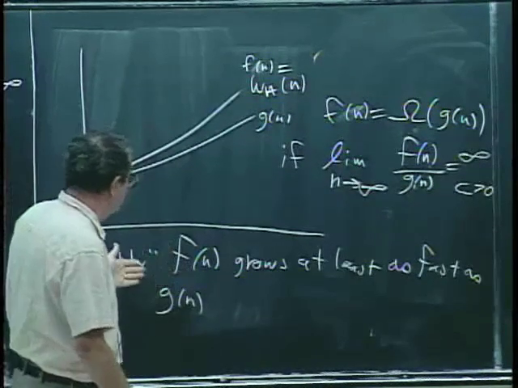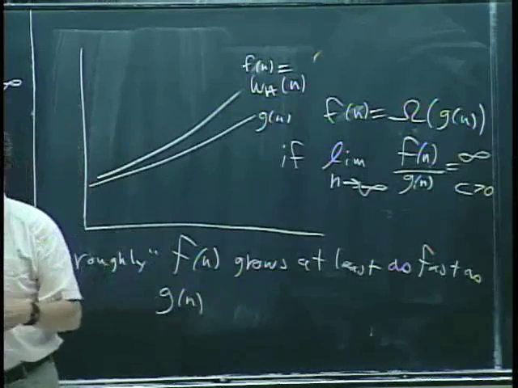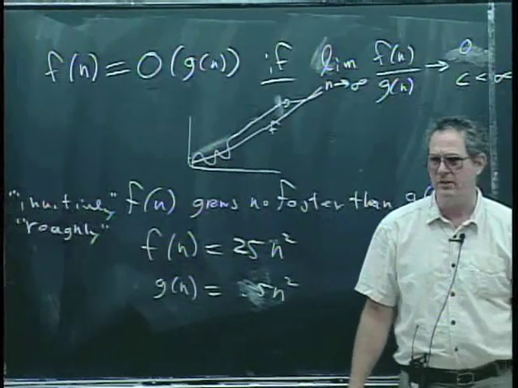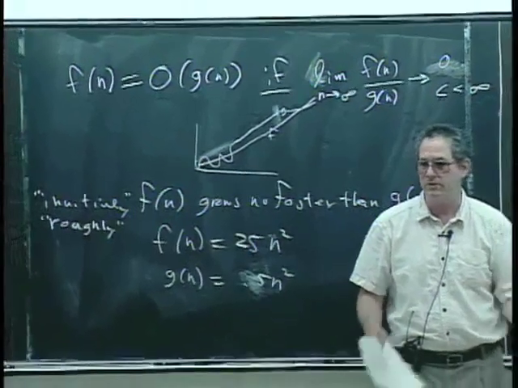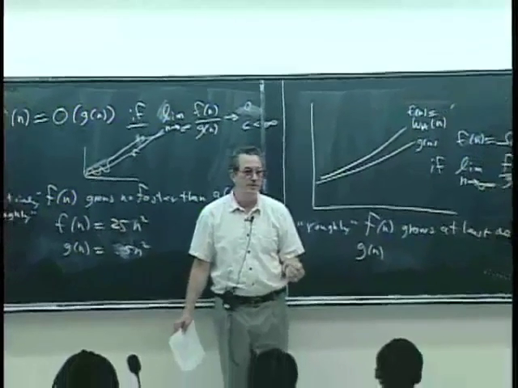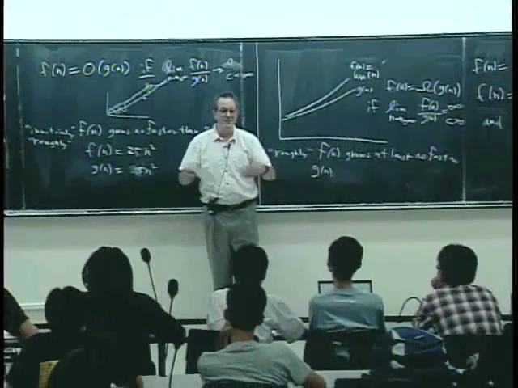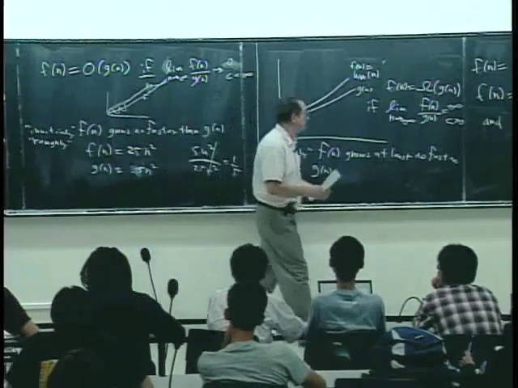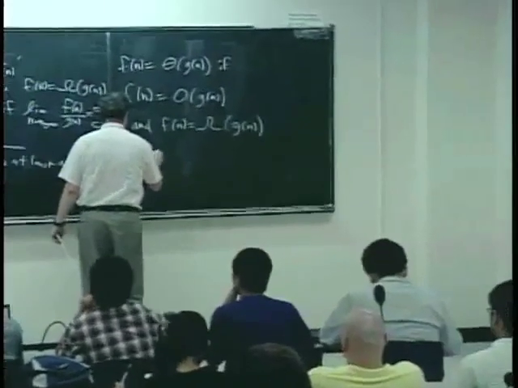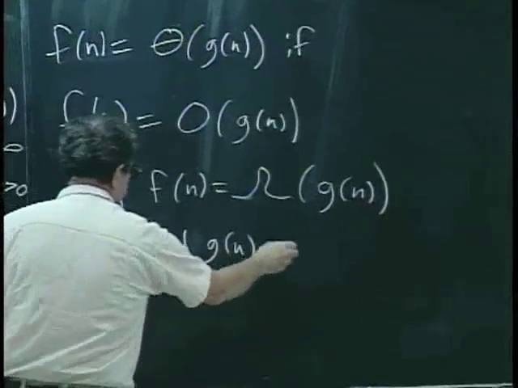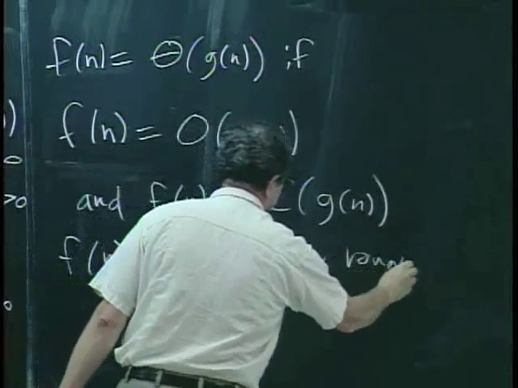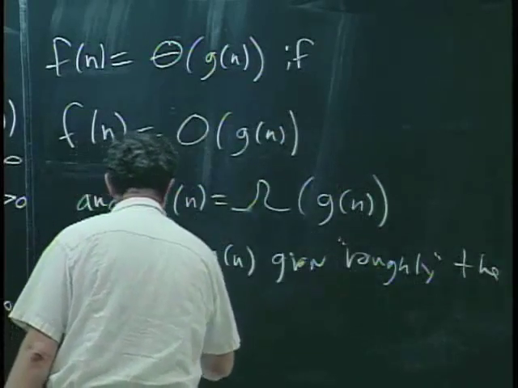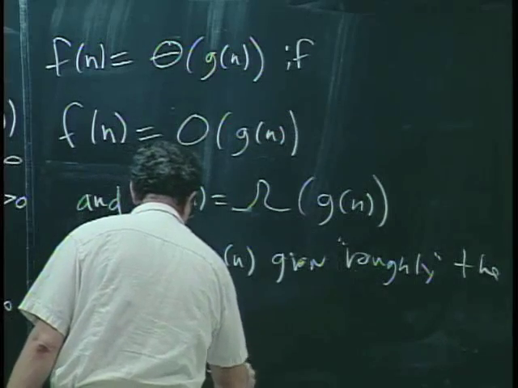But what would it mean intuitively if function f grows no faster than g and grows at least as fast as g? Does that sound like a contradiction, or what's the resolution of those two statements? Somebody's got to talk besides me here. It grows what? It grows the same. Yeah, they grow roughly the same. Okay, so f of n and g of n grow roughly the same. And what does that mean formally in terms of the limit as n goes to infinity of this ratio, f of n over g of n?